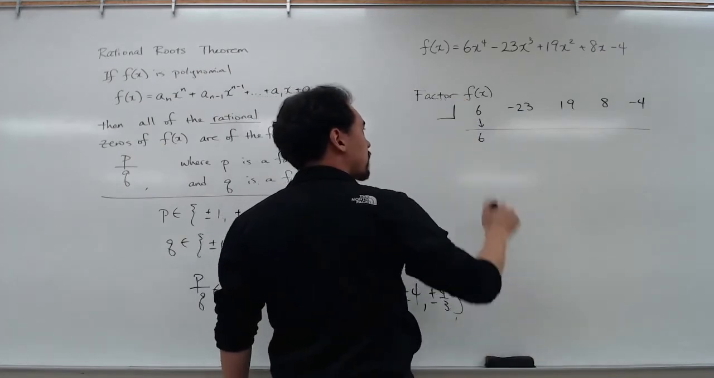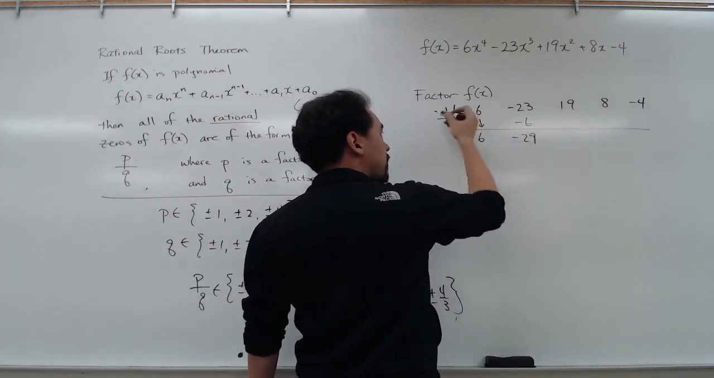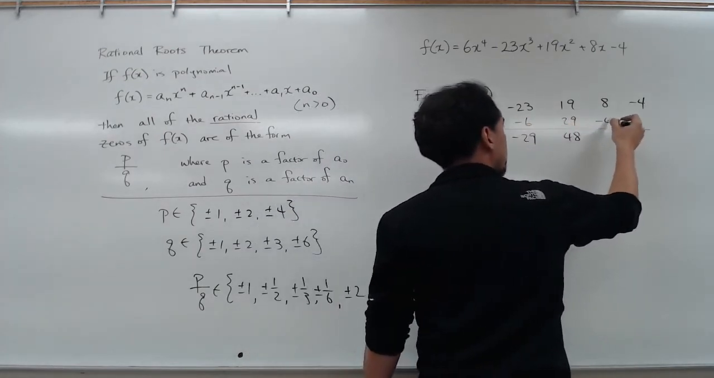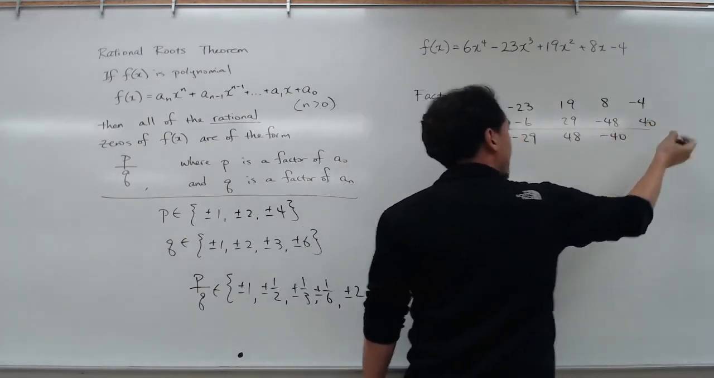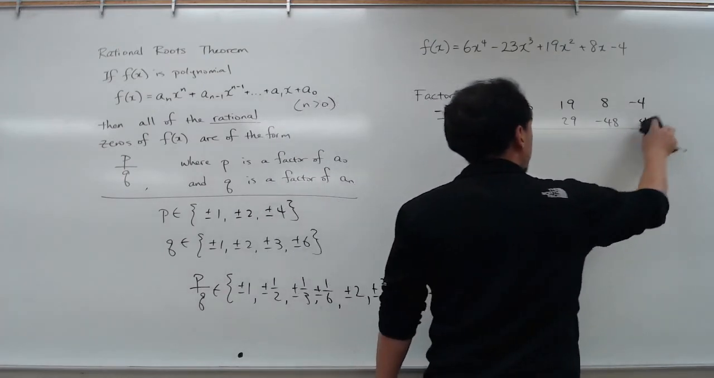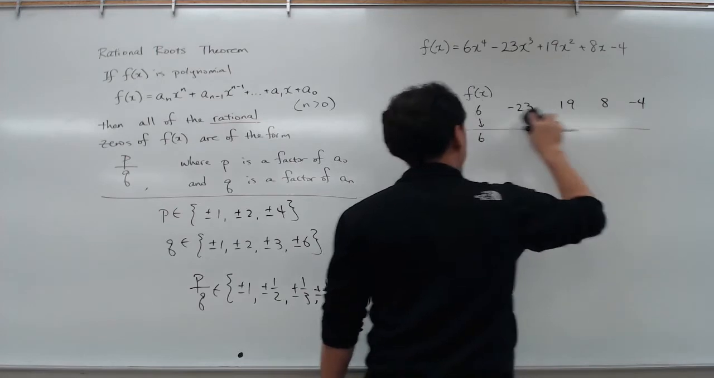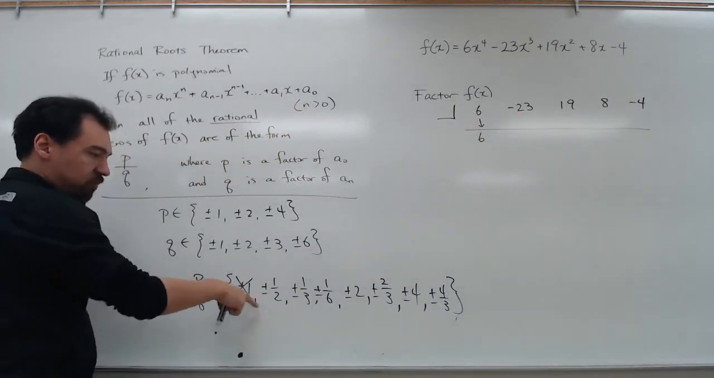Let's try negative 1. Okay, 6 times negative 1, add them together, multiply by negative 1, add these together, multiply by negative 1, add these together, and then multiply by negative 1, and that does not add up to 0. Okay, so we know that negative 1 is not a root of f of x either. So we can cross positive negative 1 off the list. Let's try 1/2 now.